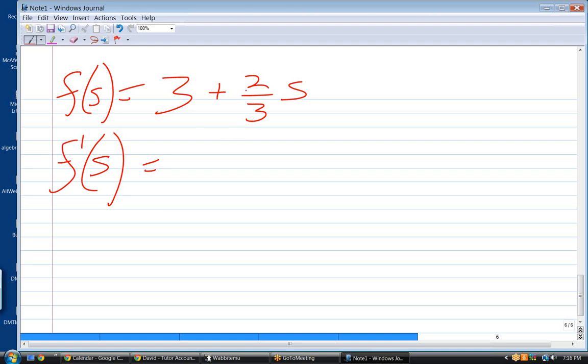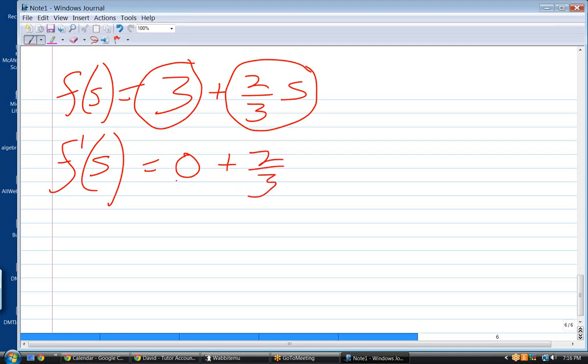First of all, because we have a polynomial here, when you're doing derivatives, the derivative of the sum is the same as the sum of the derivatives. In other words, I can take the derivative of that separately and add it to the derivative of that. What's the derivative of 3? What's the derivative of 2/3 x? 2/3. So there's my answer, 2/3. Okay?